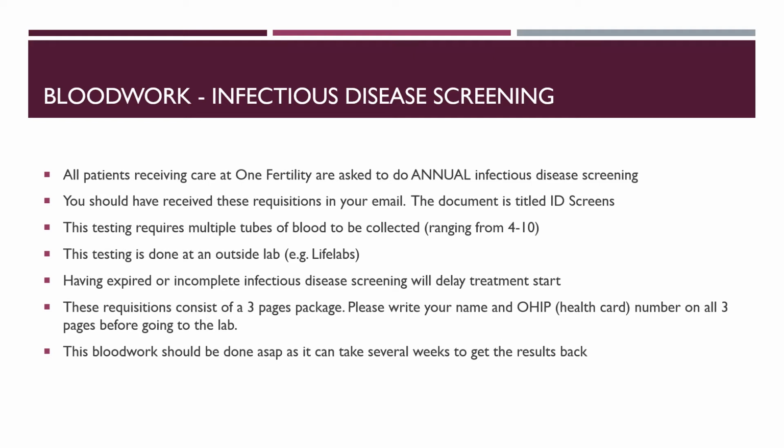The document is a 3-page document, and we ask that you put your name and OHIP number on all 3 pages prior to going to your outside lab. This testing requires multiple tubes of blood to be collected, ranging from 4 to 10. Having expired or incomplete infectious disease screening will delay treatment start. We recommend that you go get this blood work done as soon as you can.